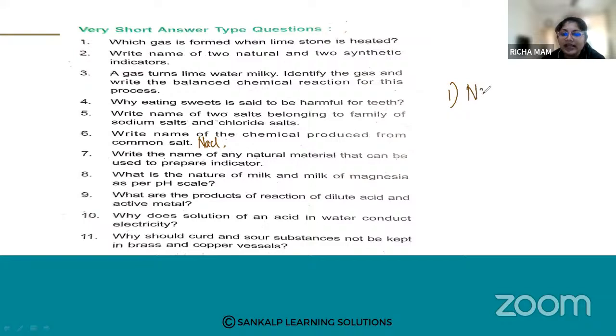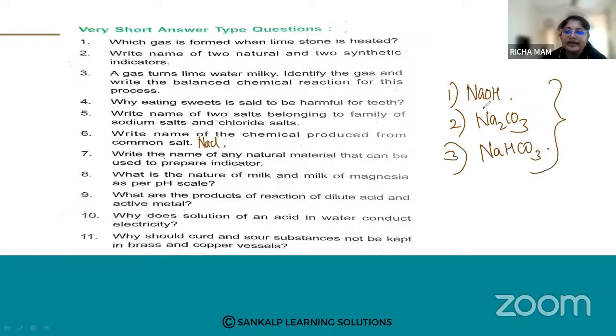First one is NaOH. NaOH is obtained from your common salt. Second one is Na2CO3. And another is sodium hydrogen carbonate. So you can write sodium hydroxide, sodium carbonate, or sodium hydrogen carbonate. Any one of the chemicals which is produced from the common salt is okay. So from NaCl, these are the three chemicals which are produced.